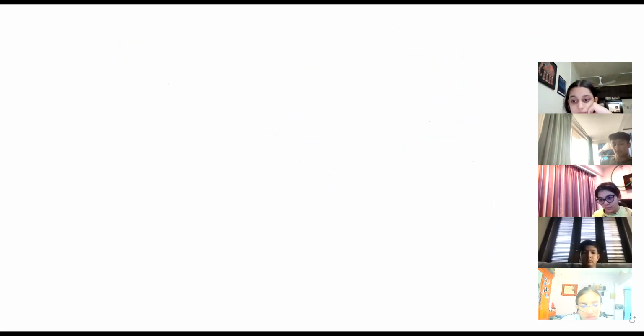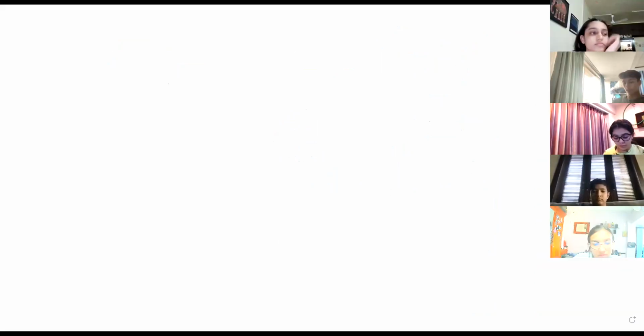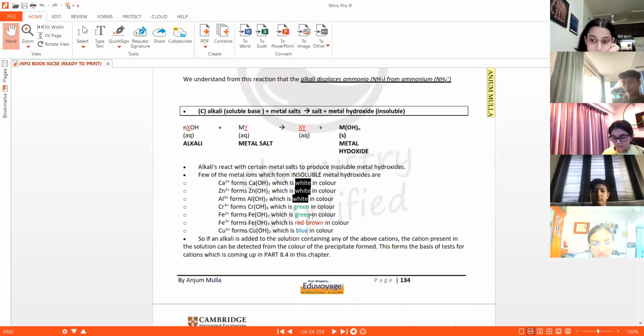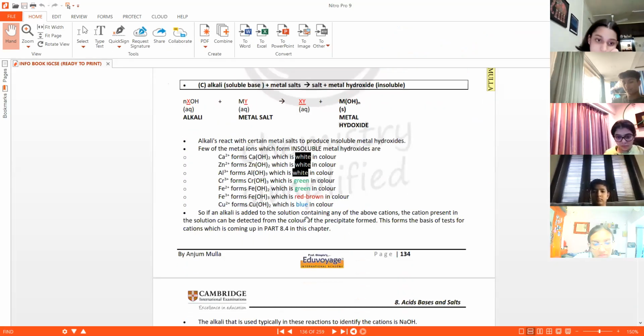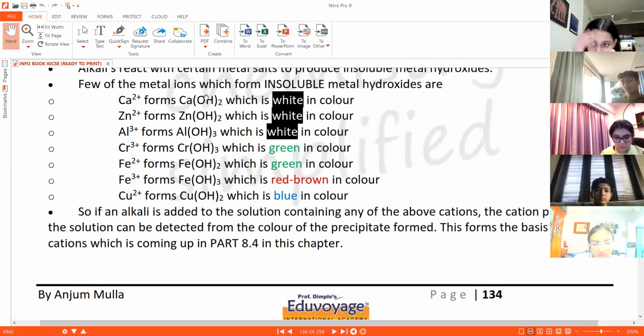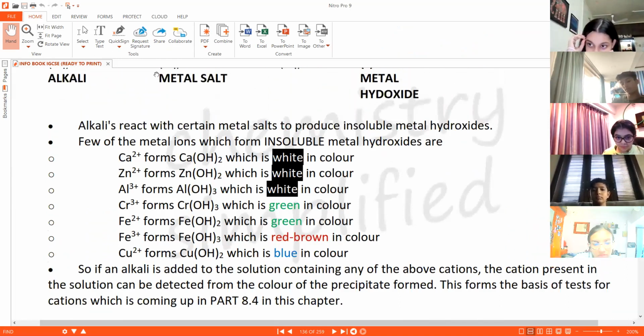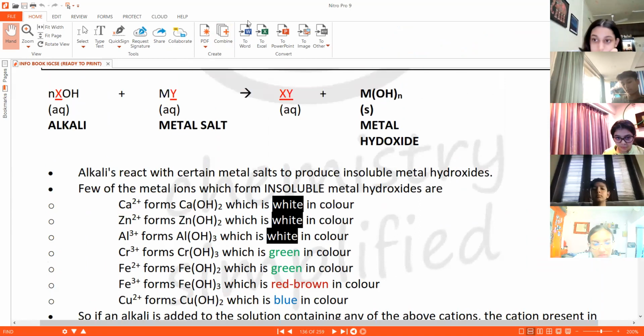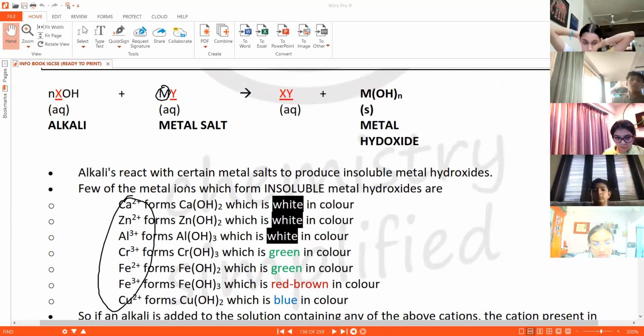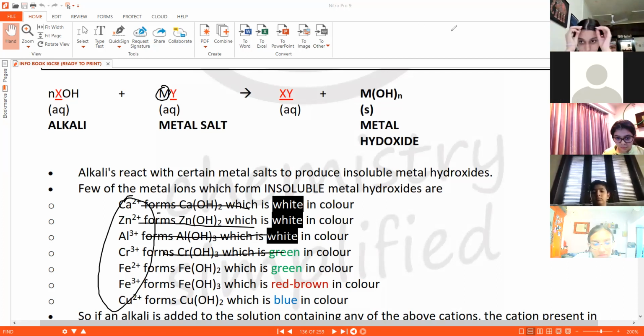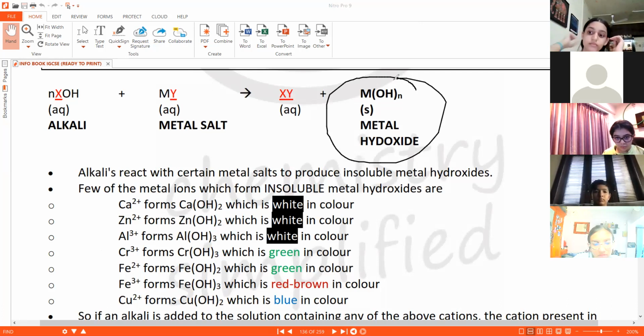These are the reactions of bases. The same explanation is given here, if you see. Depending on which metal it is, this is the metal salt. Depending on the identity, the metal cation can be anything. And depending on which cation it is, you will see a different color of the precipitate. This is important. This will form the precipitate.